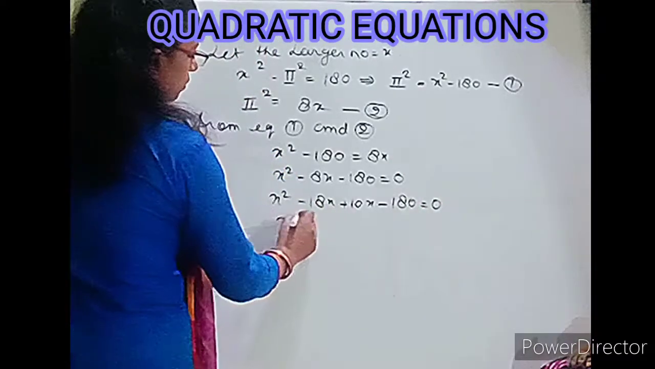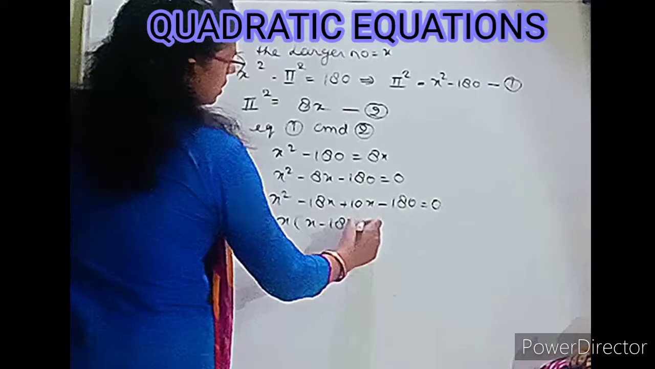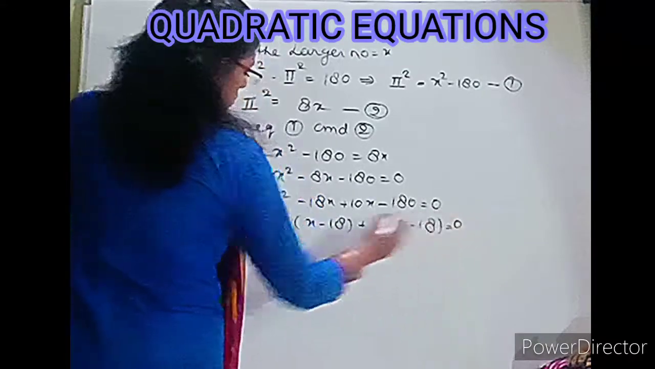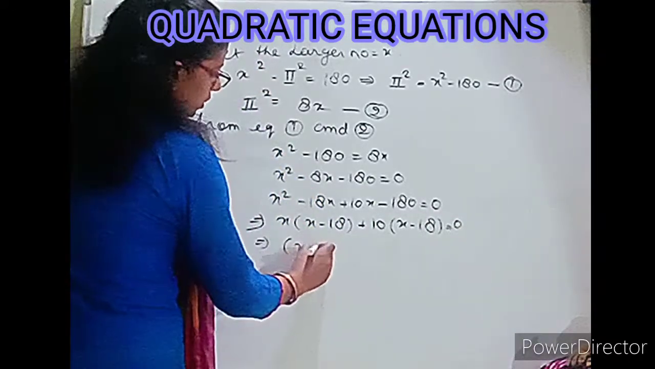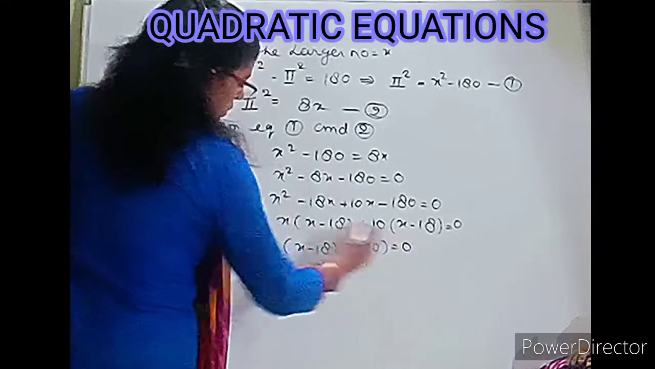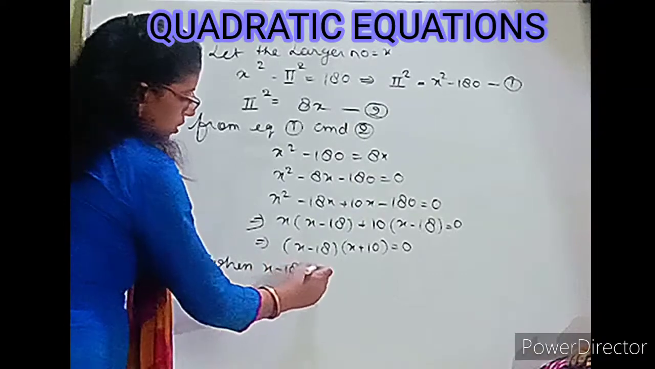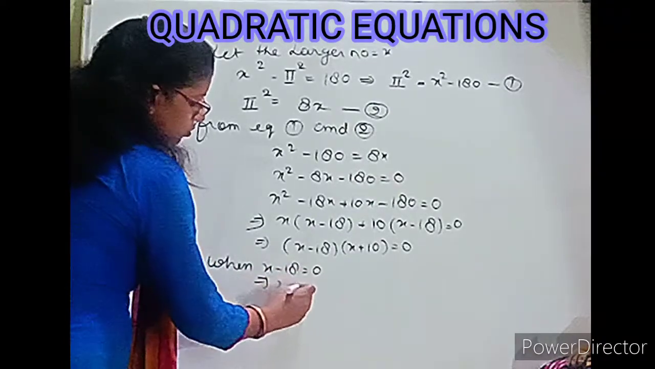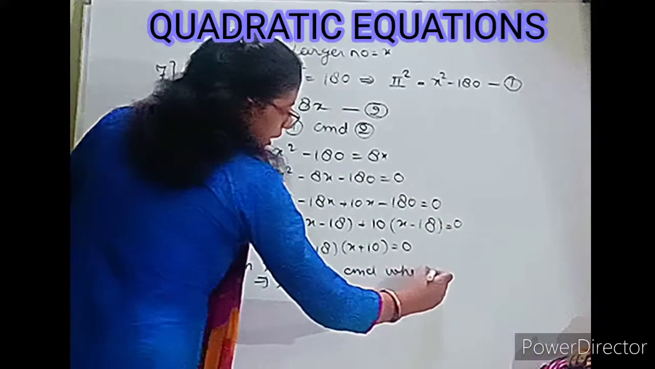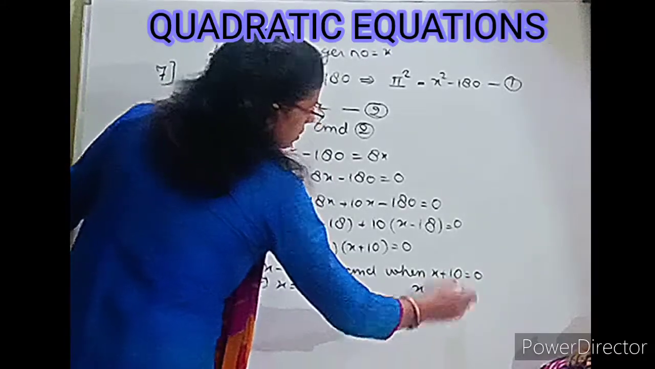Take these two, x common. So we will get x minus 18. Okay, plus I am taking 10 common, so x minus 18 equals 0. Then x minus 18 is common. What is left? x plus 10 equals 0. When x minus 18 equals 0, you will get x equals 18, and when x plus 10 equals 0, we'll get x equals minus 10.